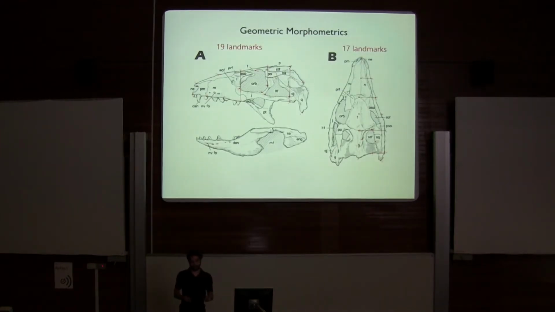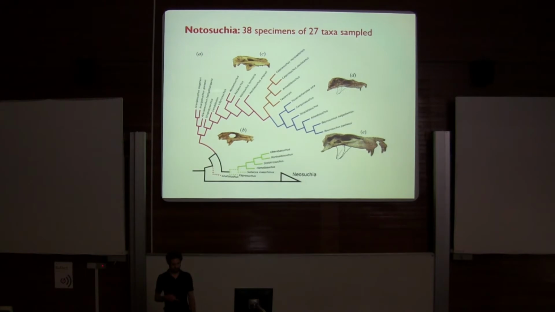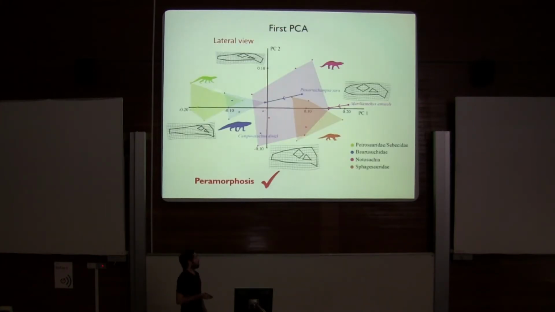Alright, so to test this, we used a 2D geometric morphometrics approach, using both dorsal and lateral views of skulls. And our sample was very comprehensive. We sampled a lot of specimens and taxa all across Notosuchia, not only baurusuchids.